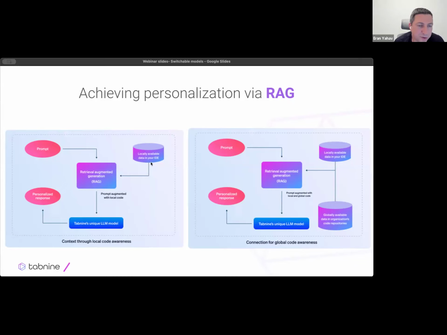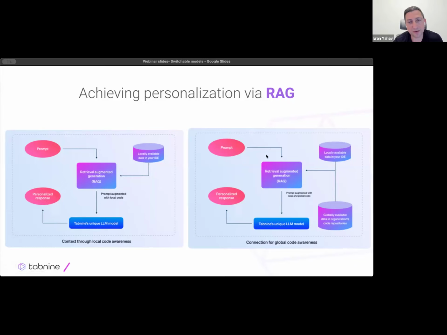We use that information to augment the prompt with the local code retrieved from the local project. And we then use it to query Tabnine's models, and this produces your personalized response. So this is what is happening in local RAG.